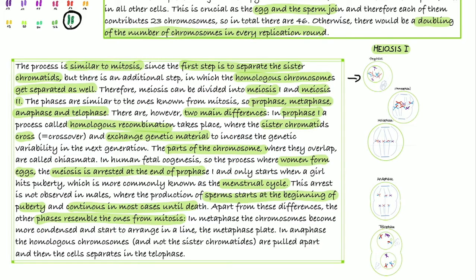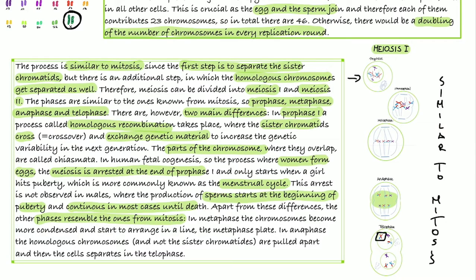So in metaphase, the chromosomes become more condensed and they start to arrange in the metaphase plate. In anaphase, the homologous chromosomes are separated, but not the sister chromatids are pulled apart. And the cells are separated in telophase. So that's the difference. We're not pulling apart the sister chromatids, but the homologous chromosomes. The sister chromatids are getting separated in the second meiosis.